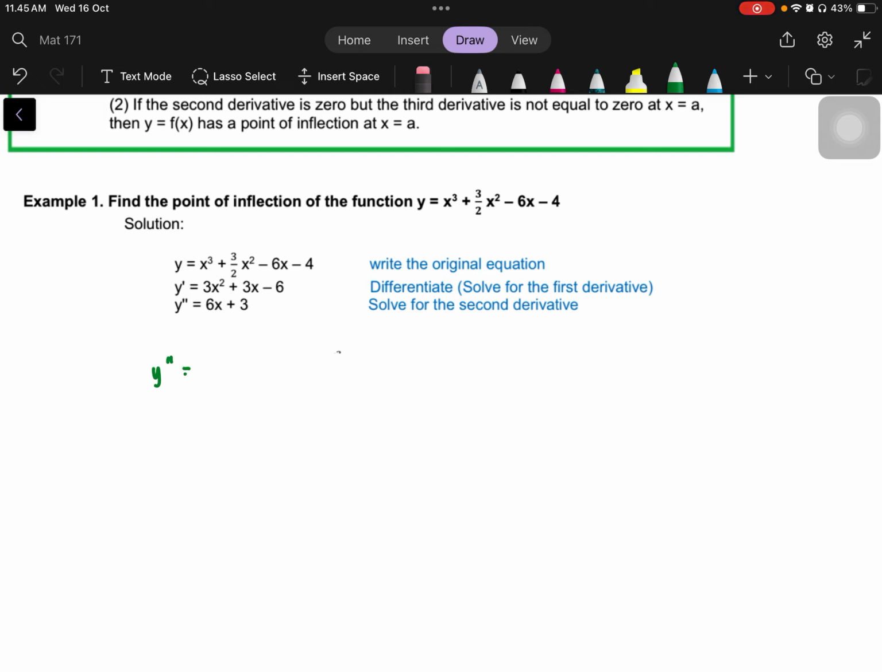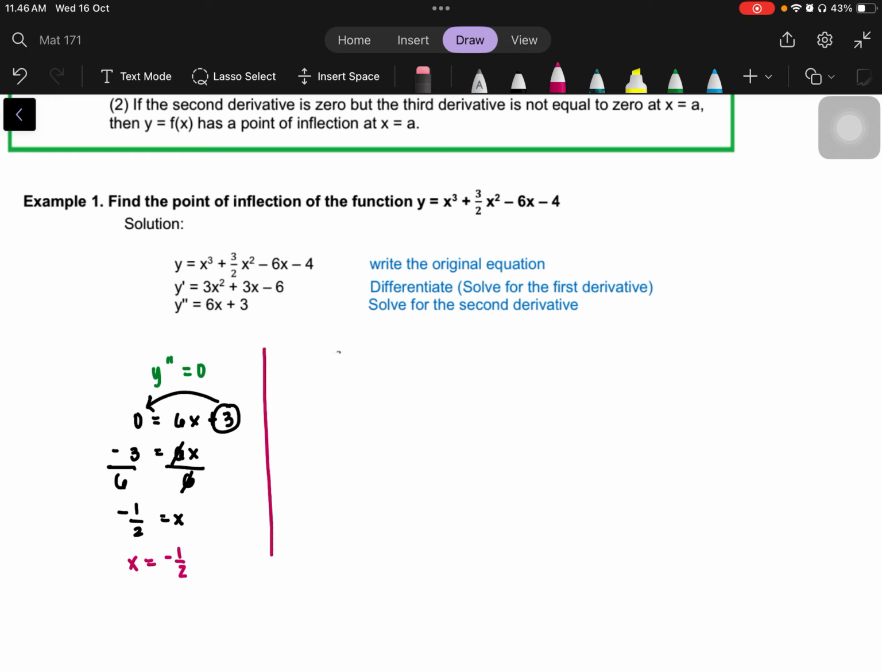Okay, so for point of inflection, we set the y double prime to 0. So kung ganun, ang gagawin lang natin dyan is to substitute. So, we will be having 0 is equal to 6x plus 3. And then, solve for x. So, yung 3 natin, lipat lang natin sa kabila. We will be having negative 3 is equal to 6x. Dividing both sides by 6 para makancel. Negative 3 over 6 is negative 1 half is equal to x. So, ibig sabihin, ang x natin dito is negative 1 half.